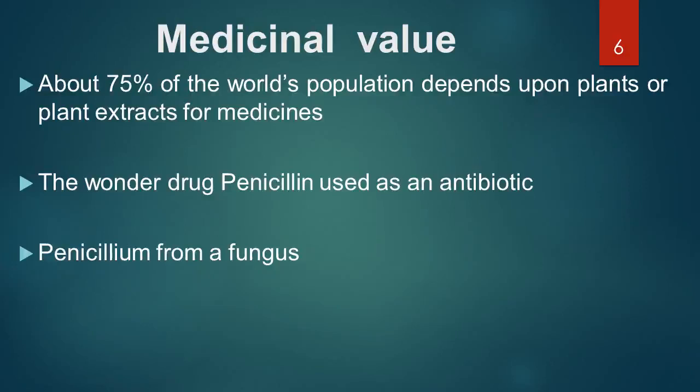Penicillin, as we know, is a very common drug, which is obtained from the fungus Penicillium. Likewise, we get different other pharmaceutical drugs from many organisms, which are very important in the medicine industry.